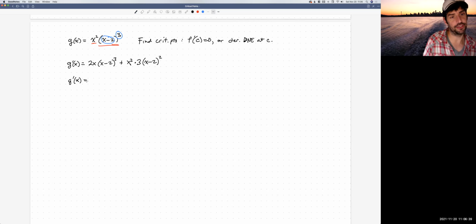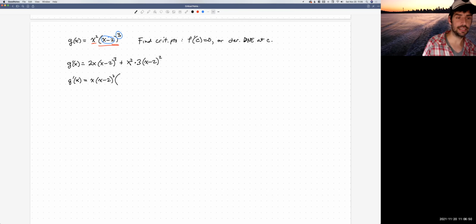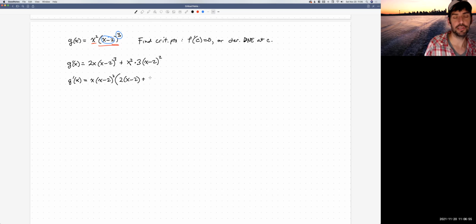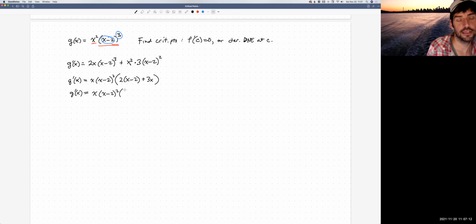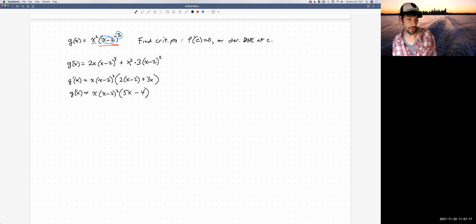And now let's factor this. Notice both of these terms have a factor of x and x minus 2 squared. Leaving behind, in the first term, we have a 2 and another factor of x minus 2, plus, it looks like I have a factor of 3 and one of my x's is left. So I've got 3x, and I can simplify what's inside that parentheses at the end there as I've got 2x plus 3x is 5x, and then there's a minus 4. So there's my derivative, right?